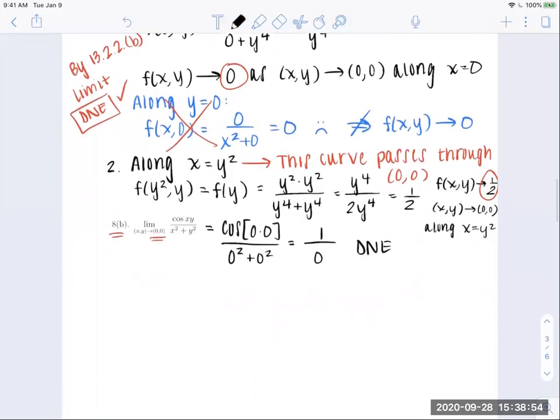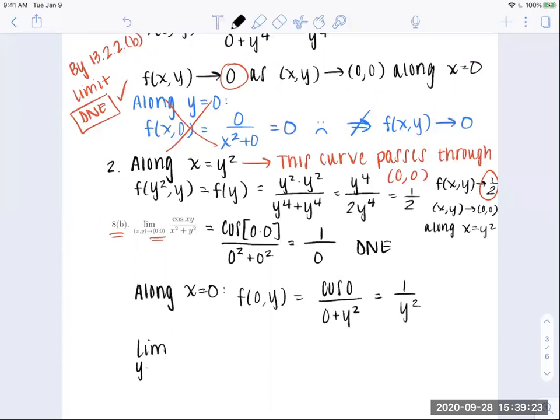But in fact, we could reduce it down to just one variable if we want. Let's look along x equals 0 so that we get it down to a function of one variable. This would give us f of 0 comma y equals cosine of 0 divided by 0 plus y squared. So this is 1 over y squared. So now the question becomes, what is the limit as y approaches 0 of my f of y function? So this is the limit as y approaches 0 of 1 over y squared, which is 1 over 0, which does not exist.